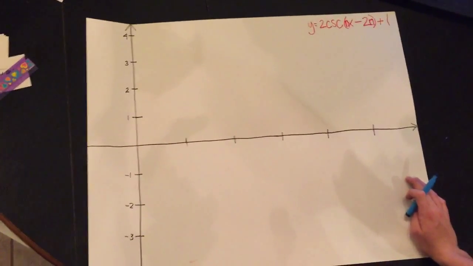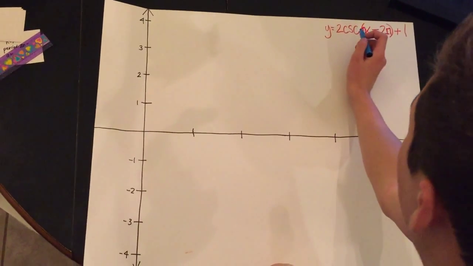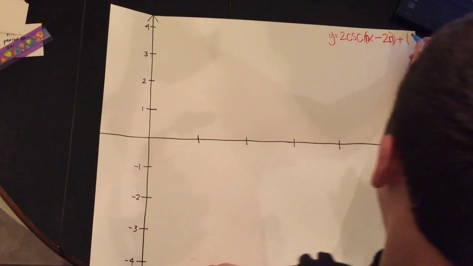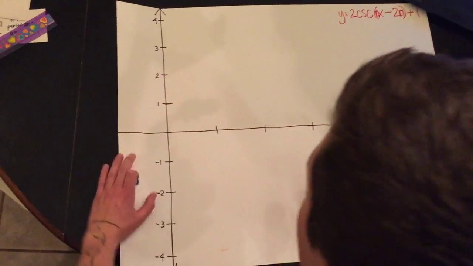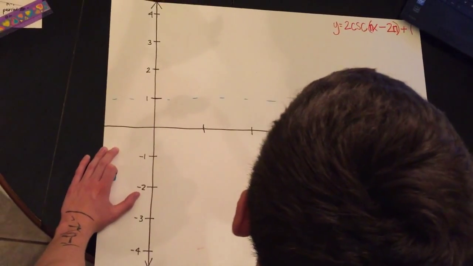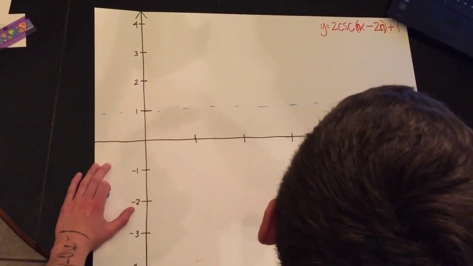Graphing the cosecant, you know it's going to match with the sine graph. So you're graphing sine first. And since you have a k at positive 1, you're going to have a sinusoidal axis at positive 1. And then that's the first step.